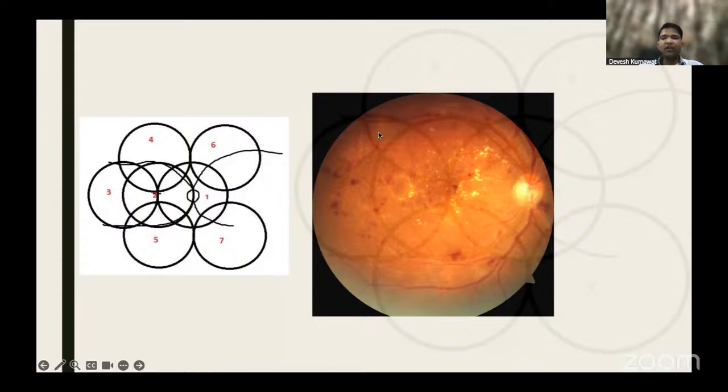So in the third field, you will include that there is a neovascularization elsewhere, which is present of this much size, approximately a 1 disc diameter in size, which is present in the third field, not in the first and the second field. And similarly, you comment about the fourth, fifth, and sixth and seventh field as well.